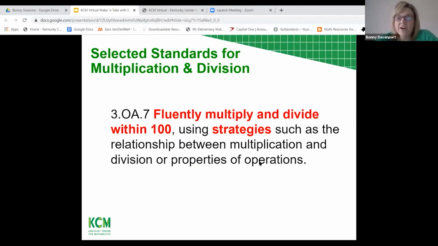Okay, so our first standard that we're going to be looking at is third grade operations and algebraic thinking. Fluently multiply and divide within 100 using strategies, and that's big and bold because that's kind of our topic for today, how to use strategies to develop that fluency, such as the relationship between multiplication and division or the properties of operations.